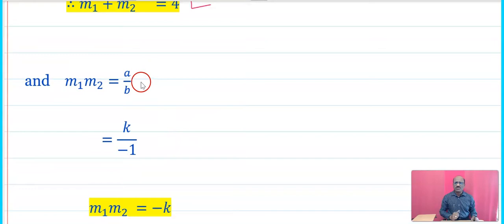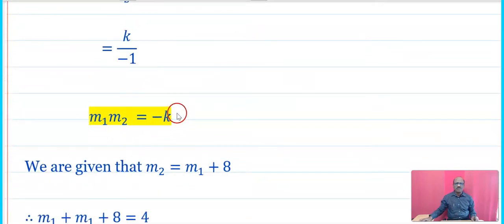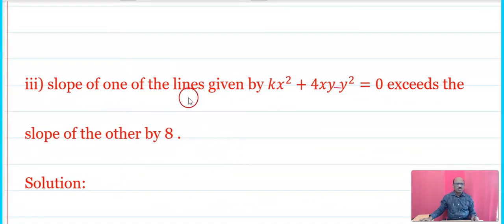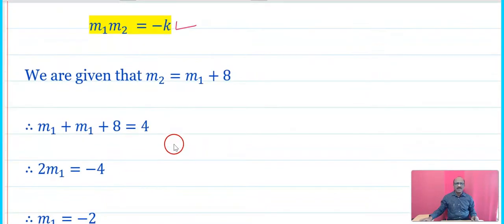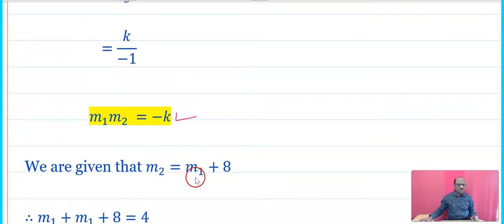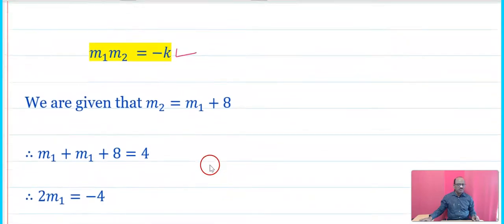What about their product? m1 into m2 is equal to a upon b. The value of a is k and b is minus 1. Therefore, m1 into m2 is equal to minus k. We are given that m2 is equal to m1 plus 8, because the slope of one of the lines given by kx square plus 4xy minus y square is equal to 0 exceeds the slope of the other by 8.